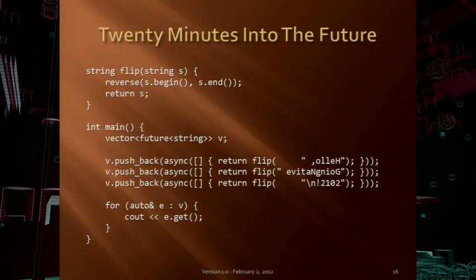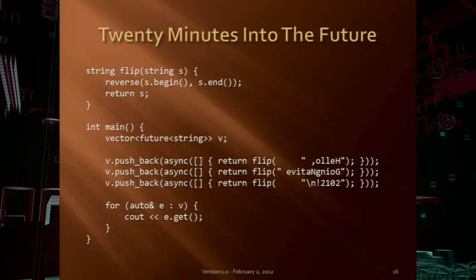Well, it has a function to reverse a string, and I create a bunch of asynchronous tasks to flip 3 different strings. I put them into a vector, and then I print them out in order. If you can read the strings backwards, you can see what it says. So how many C++11 features am I using here?